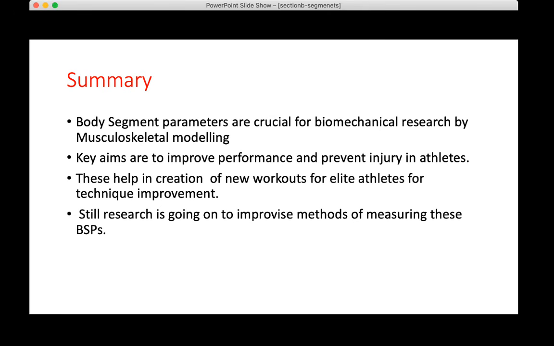These practices help in the creation of new workouts, new exercises, new instruments. Sometimes they also design instruments which will help you improve your technique, by doing research on the biomechanics of a particular elite athlete, so that he or she can ultimately improve his or her technique. Research is still going on to improve these methods, so that they become more accurate, more instant, and more user friendly, so that this approach of musculoskeletal modeling becomes more advanced and easier to do. So this is all about body segment measurements. These are the methods, and by using these methods you can do research using musculoskeletal modeling.